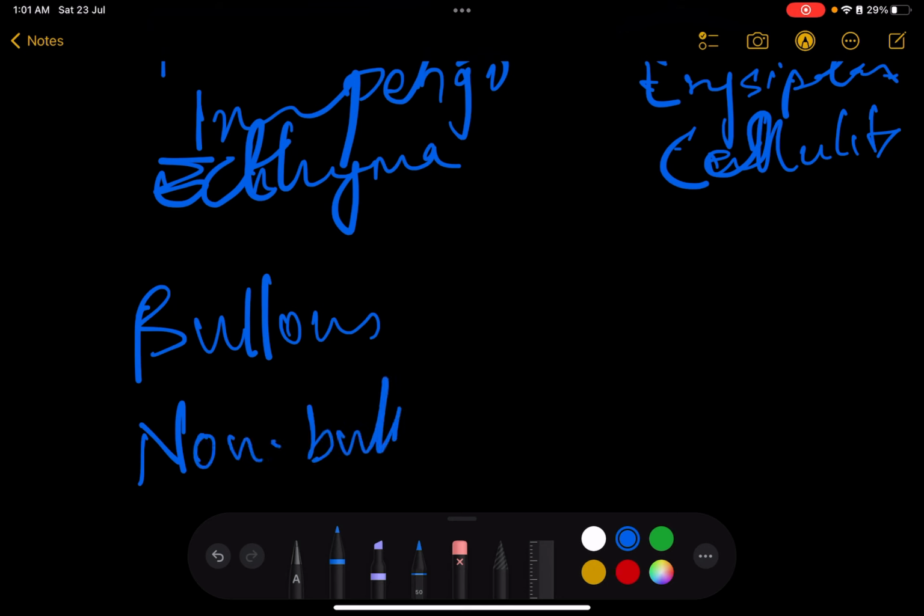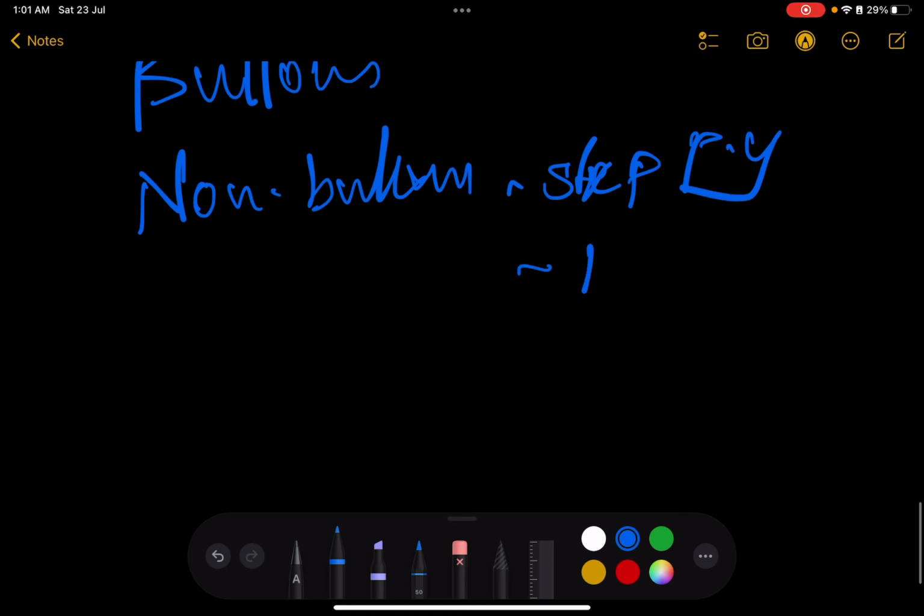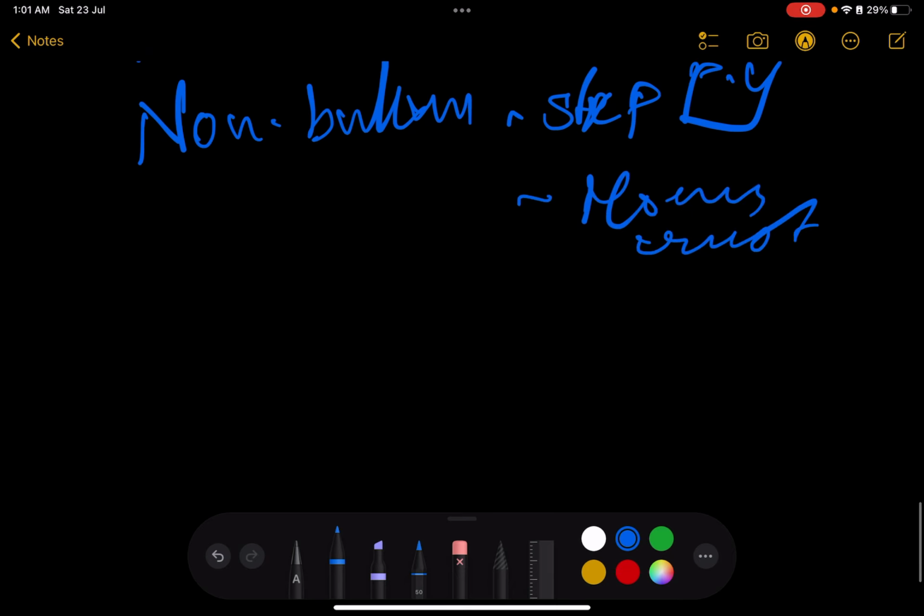Now the bullous and non-bullous. So which one is seen? The non-bullous is by strep, staph also, by strep pyogenes. It gives a honey crust appearance. And where is it seen? It's perioral, perinasal, in children.